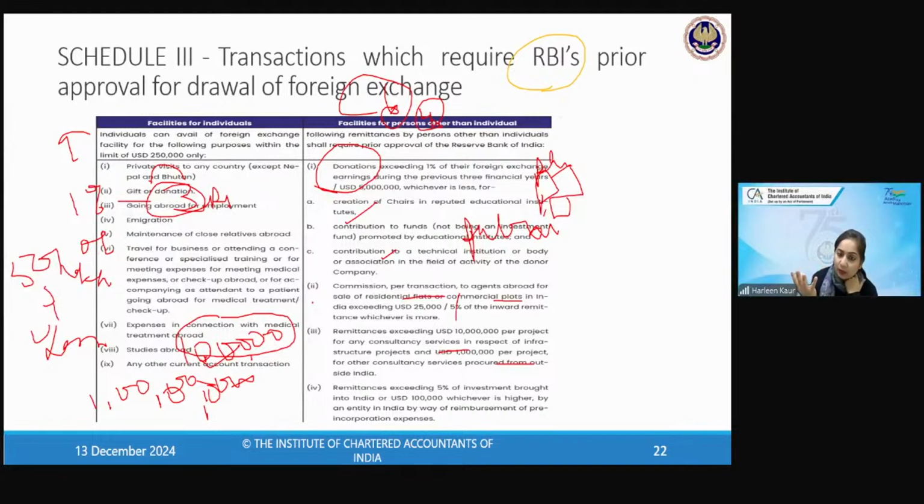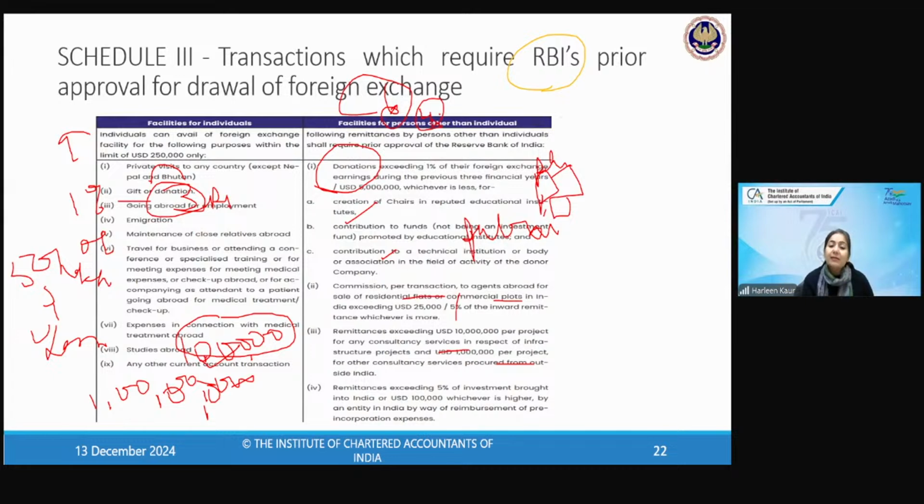Say, for example, for this sale of a flat, I have received 5 lakh rupees. So what will be 5% of 5 lakh rupees? Hurry up, tell me. 25,000. So the same amount has come up, 25,000 USD. So let's assume it is 6 lakh rupees. Then it is 30,000 USD. So 30,000 USD or 25,000 USD, whichever is more. So 30,000 USD is more. Hence, up till 30,000 USD, no approval is required. Beyond that, approval of RBI will be required.